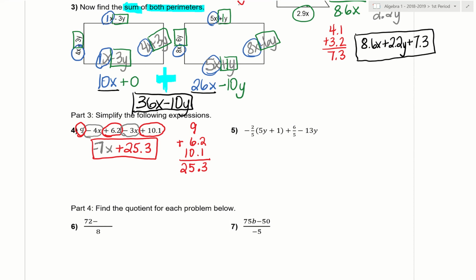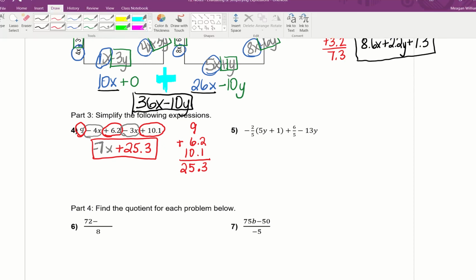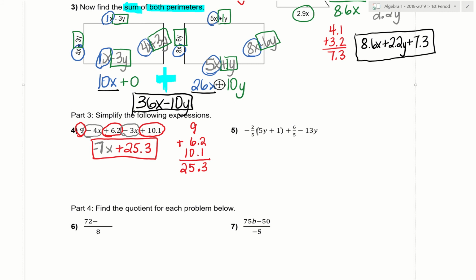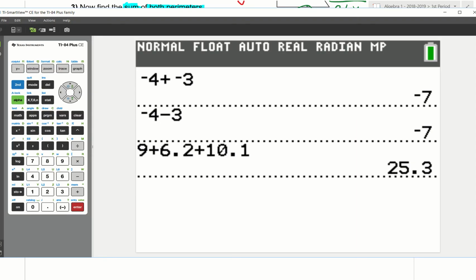Now, this next problem is going to be something you remember from 8th grade. It's called distributing because it has some parentheses in the problem. These parentheses here indicate that this negative 2/5 is being multiplied to everything inside. So I've got a negative 2/5 times 5 and a negative 2/5 times 1. And the way you do this, guys, if you use your calculator, you always put fractions into parentheses, and that fixes everything that might go wrong with it.